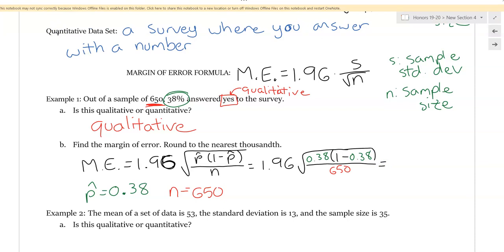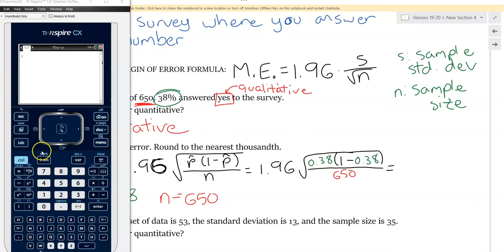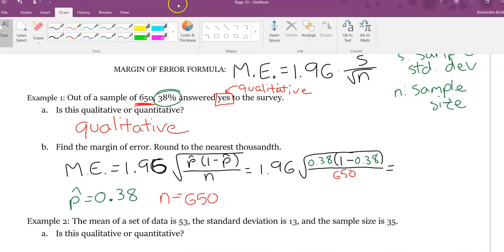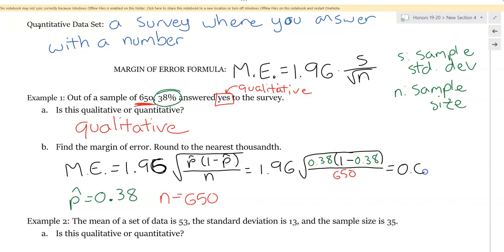And then I'm just going to type that in my calculator. I'm going to type this whole thing in: 1.96, control square root. I think it's easier to hit control and the divide to get that fraction, so then I'm typing in exactly what it is. And we get 0.037, rounded to the nearest thousandth, 0.037.